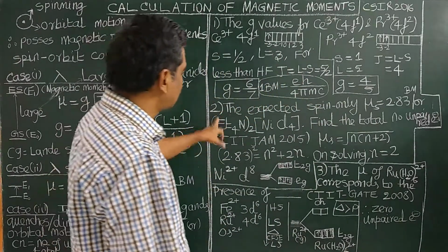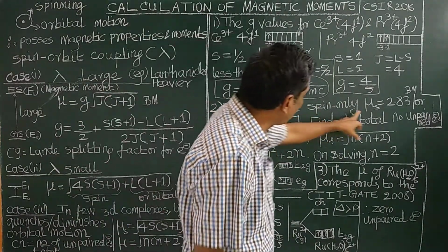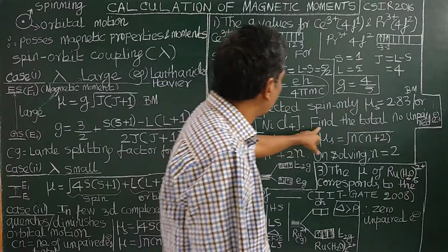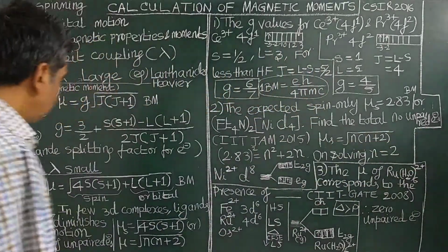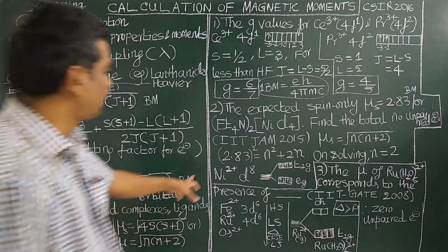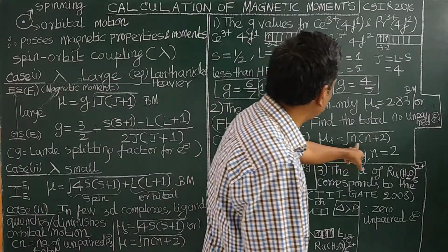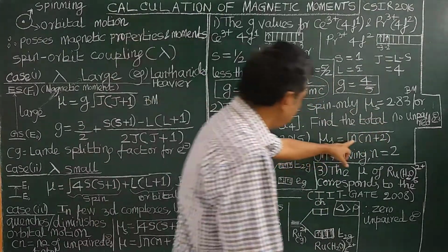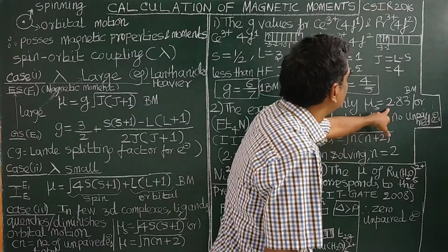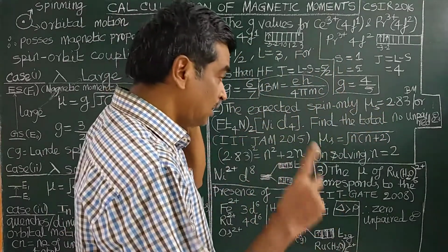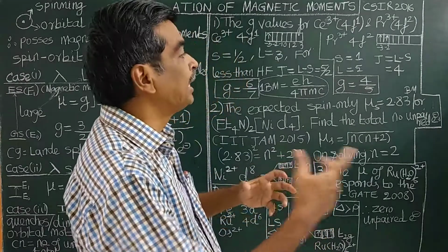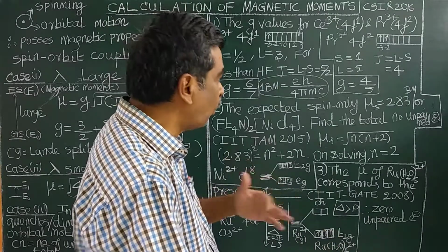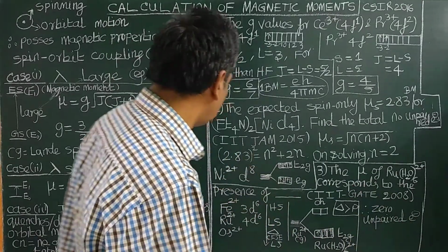The second problem asked in IIT JAM: the expected spin only magnetic moment is 2.83 for a nickel complex. Find the total number of unpaired electrons. Using this formula, we can calculate the number of unpaired electrons. The spin only magnetic moment equal to root of n into n plus 2. Therefore, you can use this formula for 2.83. If you put n equal to 2, then you will get this value. If it is 2 point something, the number of unpaired electrons is 2. If it is 3 point something, then there are 3 unpaired electrons. If it is 4 point something, then there are 4 unpaired electrons, like that.